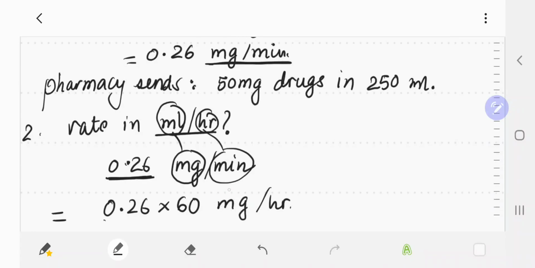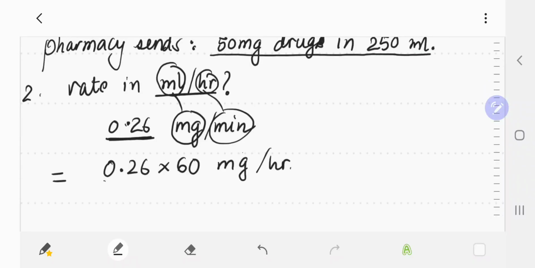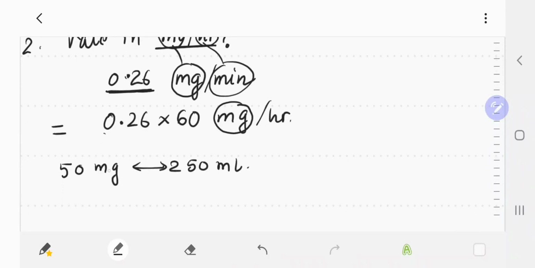Now I have to convert that milligram into milliliter, and for this the information here is important. 50 milligram drug, there shouldn't be an S, excuse me. It doesn't make sense. So 50 milligram drug comes in 250 milliliter. So we use that here to convert that milligram into milliliter. How do I use it? Just pay attention here. Be careful. So 50 milligram comes in 250 milliliter. Remember, I have to convert milligram into milliliter.